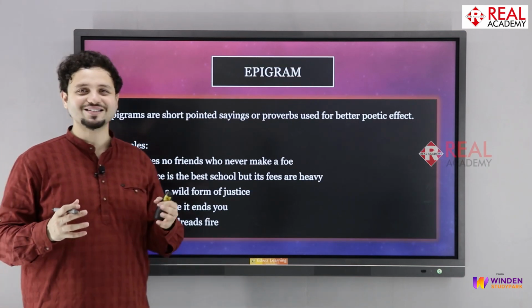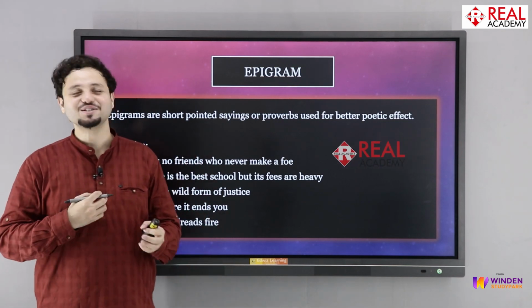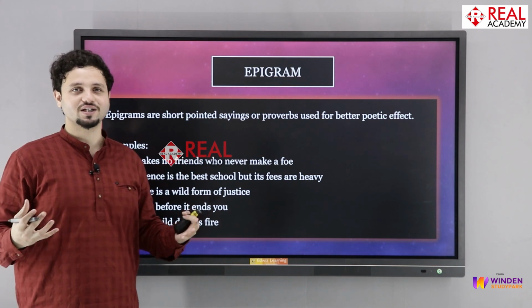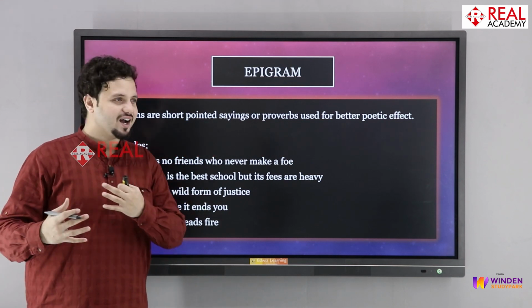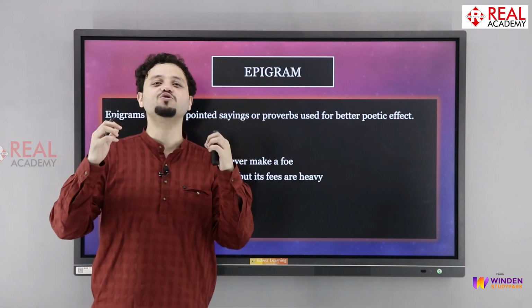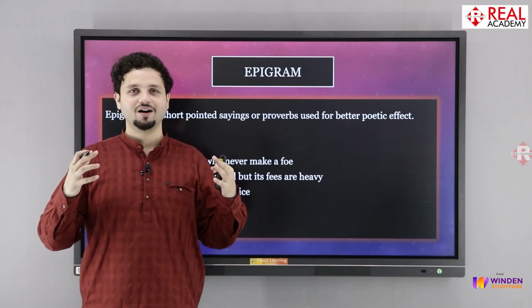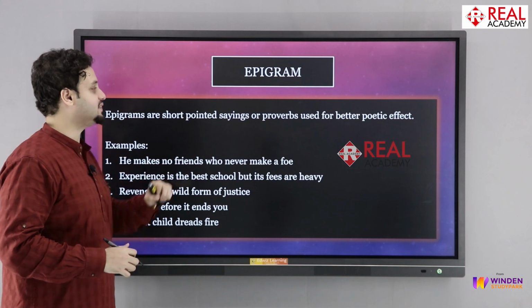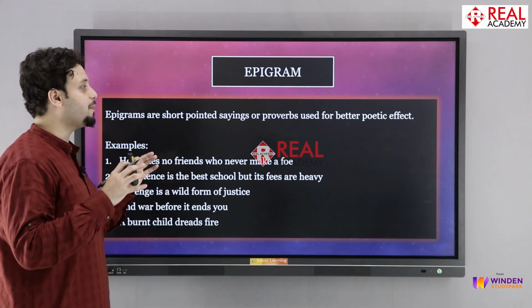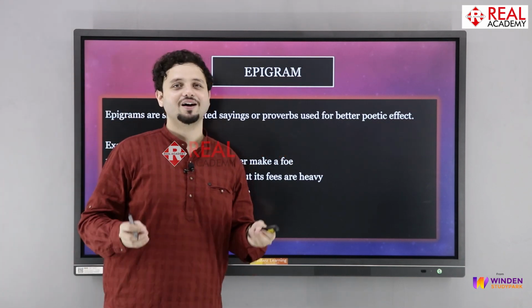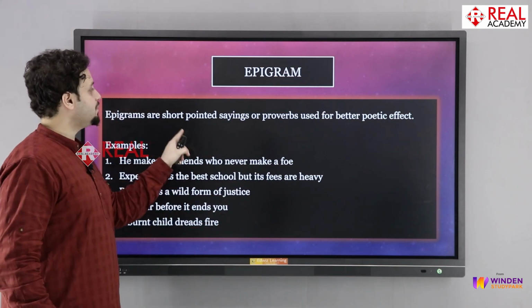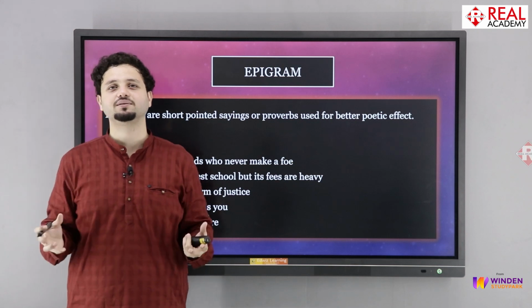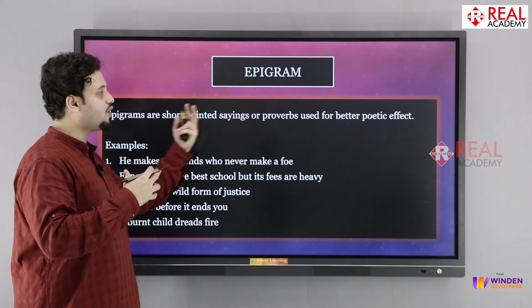Next figure of speech is called epigram. This is my favorite figure of speech because we learn so much in one single sentence. It can be called words of wisdom. Bahut deep hai. Epigrams are short pointed sayings or proverbs used for better poetic effect. यानी कि क्या होता है, एपिग्राम में शॉर्ट पॉइंटेड सेइंग्स होते हैं. ओके, छोटे छोटे सेइंग्स होते हैं, लाइक प्रोवर्ब्स होते हैं.